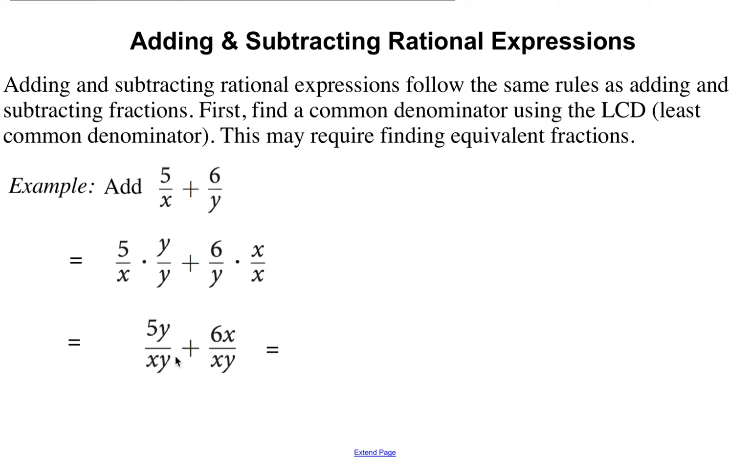And once we get that, we can actually add those together and we end up getting 6x plus 5y over xy. Now, they switch the order of these. Remember, the commutative property allows us to switch the order. So usually we write those alphabetically. So the term that comes first in the alphabet, you're going to write first in your answer.